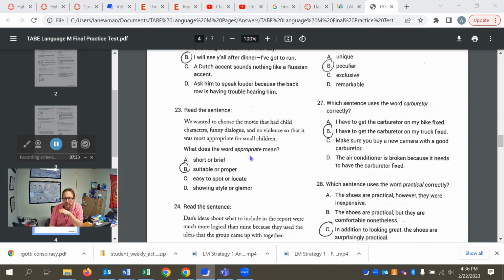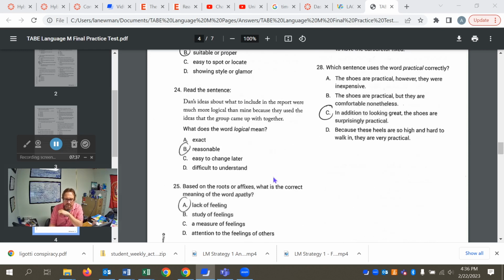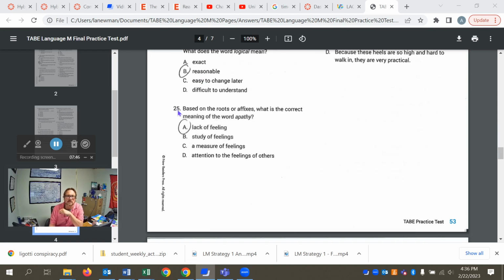Okay, 23, appropriate means in context B, suitable or proper. 24, in this context, the word logical means B, reasonable. 25, based on roots or affixes, what is the correct meaning of the word apathy? It's A, lack of feeling.